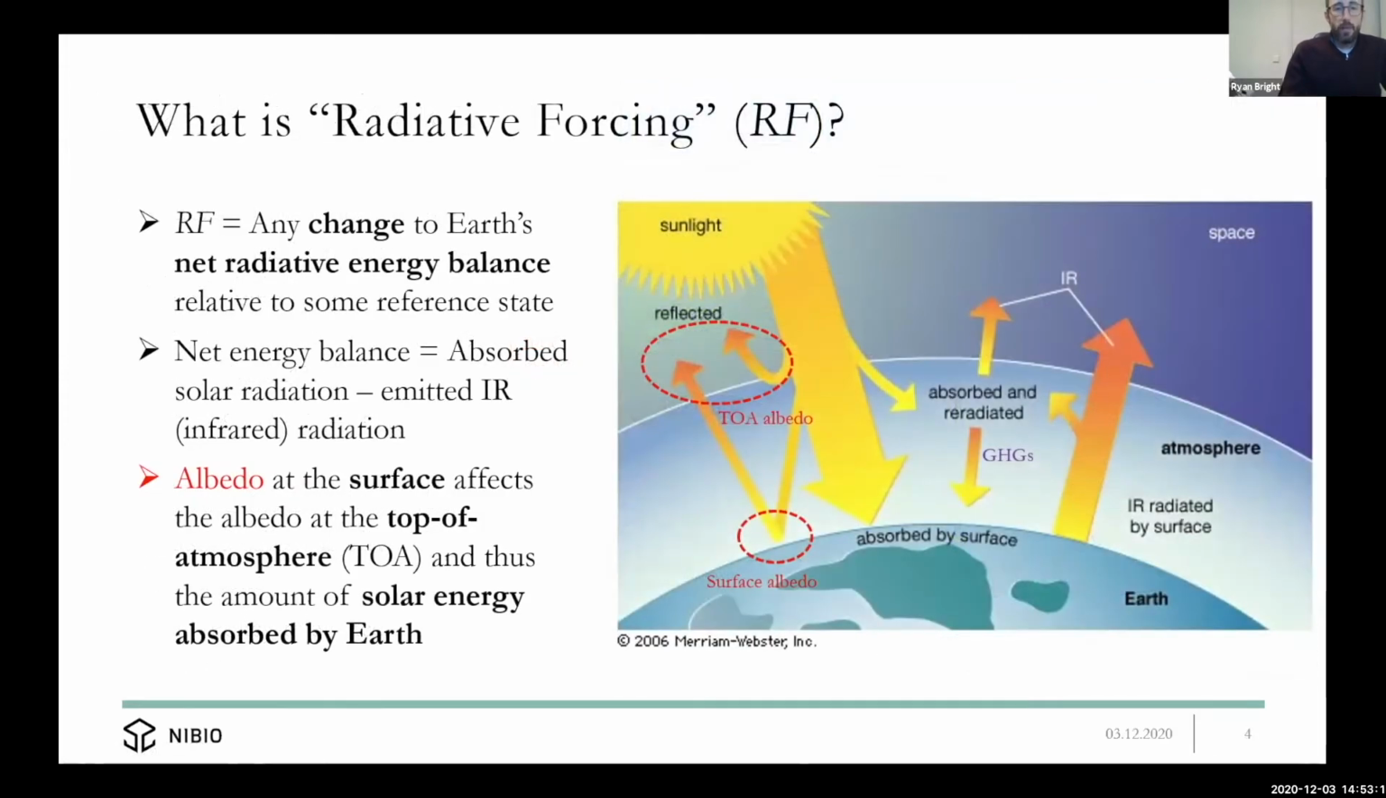So what is radiative forcing? Well, radiative forcing is essentially any change to Earth's net radiative energy balance relative to some reference state. The net energy balance of the Earth system is the amount of solar energy that is absorbed minus the amount of thermal infrared, or long-wave, radiation that is emitted back to space. So albedo at the surface affects the solar energy budget of the Earth primarily through its effects on the planetary albedo. Greenhouse gases, on the other hand, as you all know, have an effect on the radiative balance through their ability to affect the outgoing thermal infrared radiation.